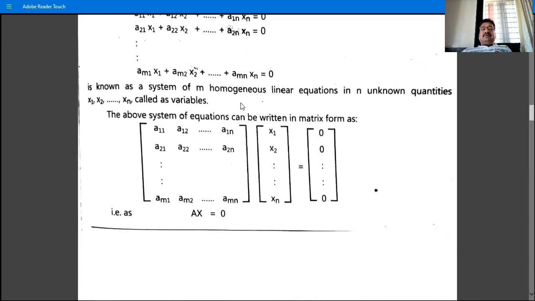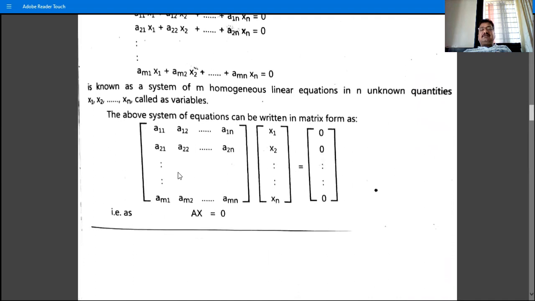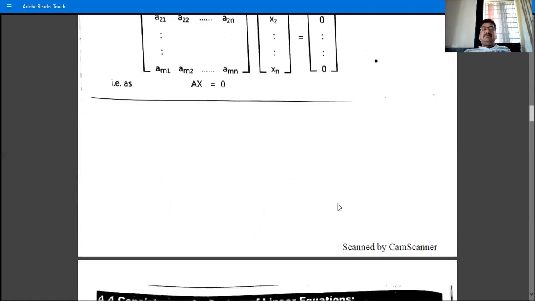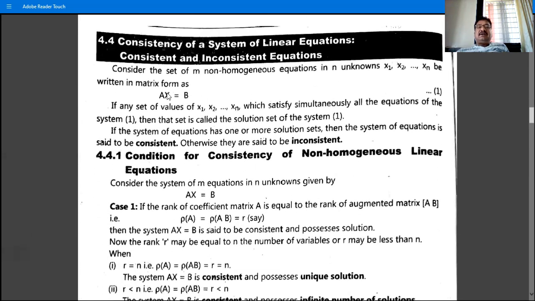If the system is homogeneous, then all these constants are 0, and we can write the system in matrix form as AX = 0. What is A? A is this matrix, X is this matrix, and 0 is the column matrix of 0, 0, 0. Then we discuss when the system is consistent or inconsistent.